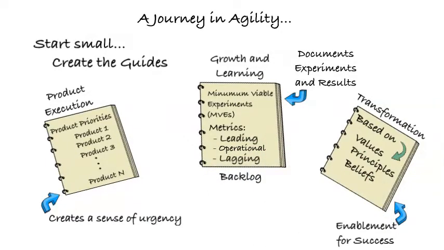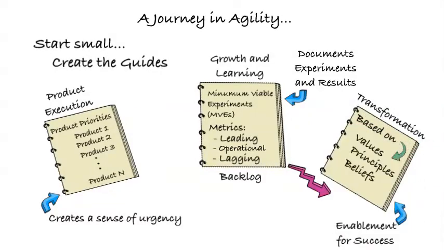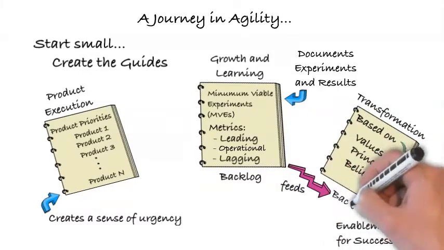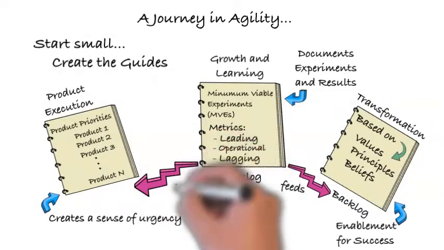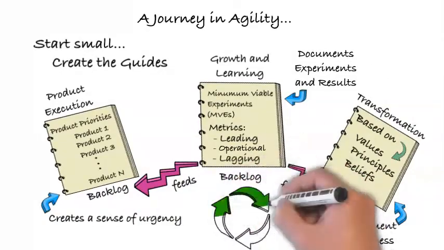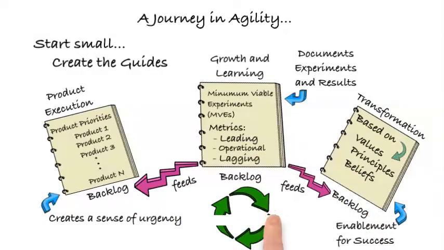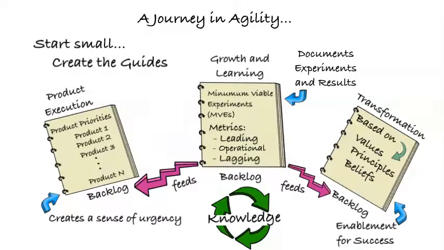Each of these three guides contains its own backlog. The knowledge gained in the development of the Growth and Learning Guide feeds into the backlog of the Transformation Guide. That same knowledge also feeds into the backlog of the Product Execution Guide. Because all three of these are living documents, the knowledge gained feeds into the backlog of the other documents, creating a growing body of knowledge that can be used in advancing the Agile transformation.